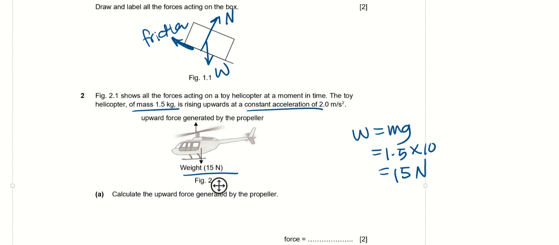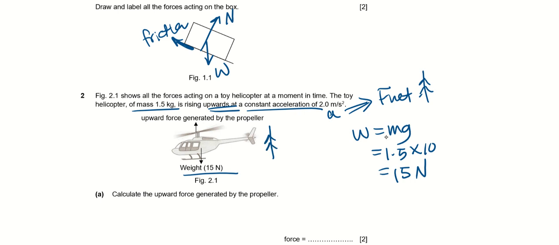It is rising upwards at a constant acceleration of 2.0 meter per second square. So if there is acceleration, there's going to be F net. This acceleration is upwards, therefore F net is upwards. So I will indicate my F net here. In fact, I can calculate the value of F net. F net equals ma. I have the mass of 1.5, the acceleration is 2, so F net is actually 3 Newton.